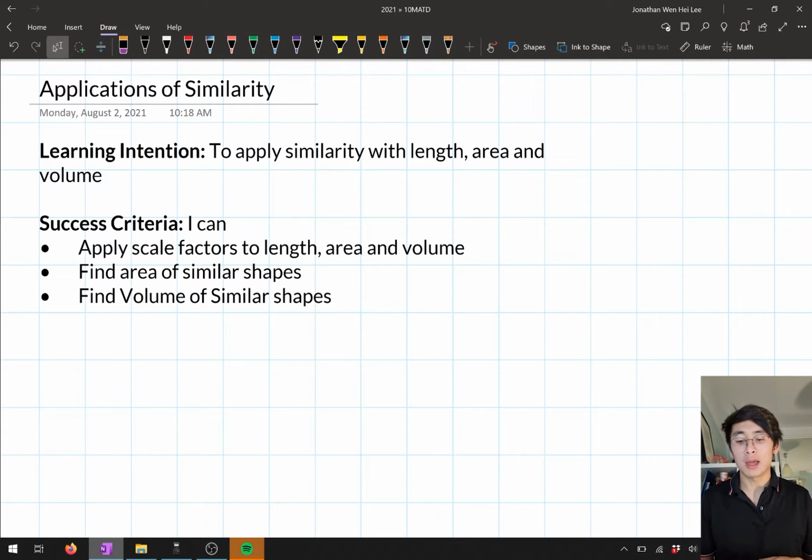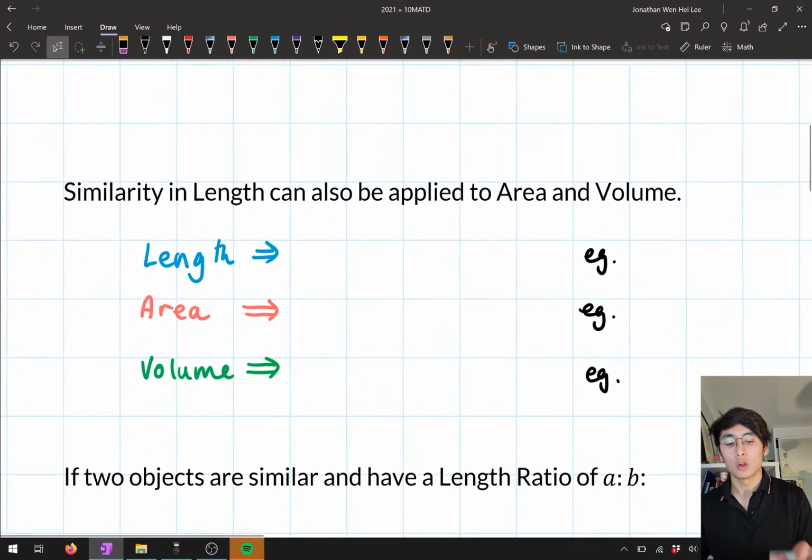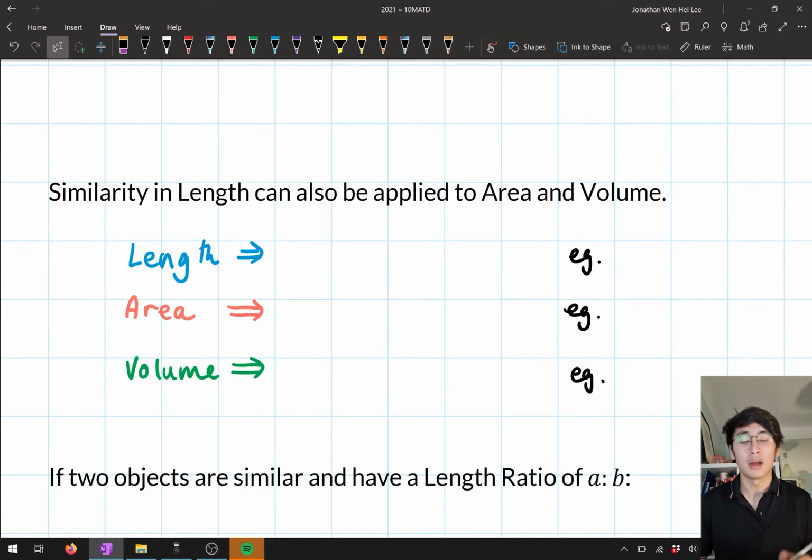So in today's lesson, we want to be able to apply similarity with length, area, and volume. We want to be able to identify scale factors to length, area, and volume, find the area of similar shapes, and find the volume of similar shapes. So that's for today's lesson. Let's get into it. Now, similarity can also be applied to area and volume.